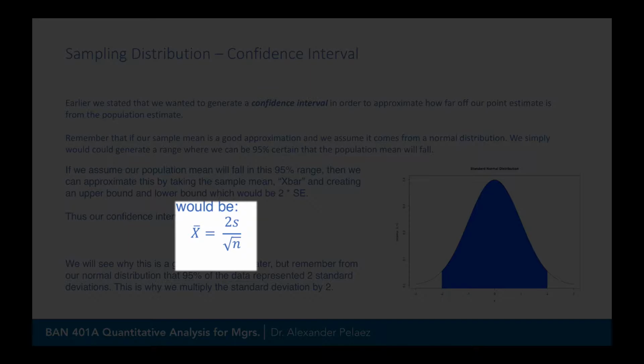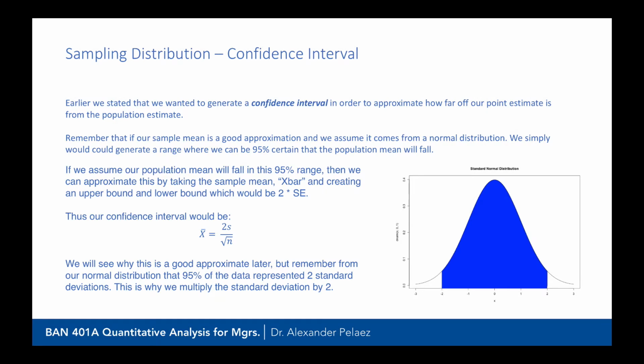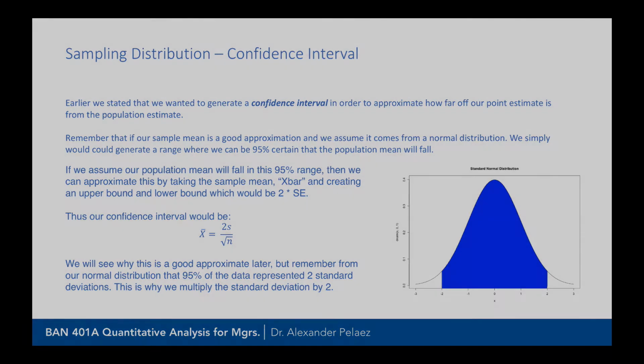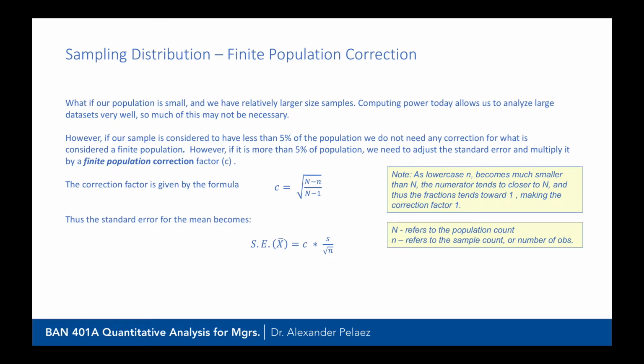And we will see why later that this is a good approximation, that the 2 is a good approximation. But remember, because it was 95% of the data that represented 2 standard deviations, this is why we're using 2 as a good approximation. Now, what if our population is small?